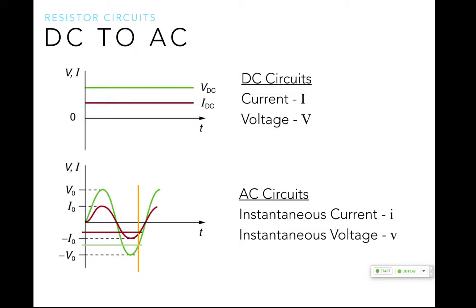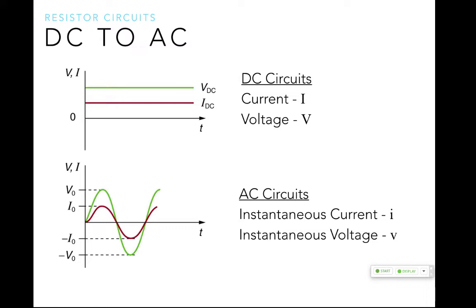Now, you'll notice there's still some capitals. There's I naught and V naught. What do those represent? The max. The maximum current is I naught, okay? So the range of the currents available to you for instantaneous current are everywhere from negative I naught to positive I naught. The range of voltages available to you in AC are everywhere from negative V naught to positive V naught. Okay, so we have to start thinking about what's the current and voltage at a particular time rather than what's the current and voltage all the time.